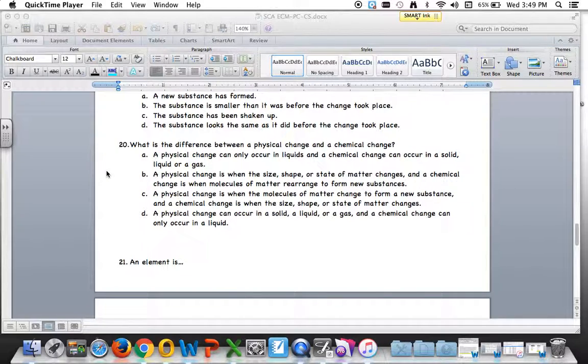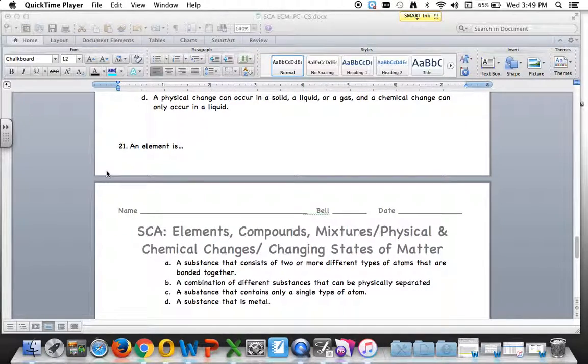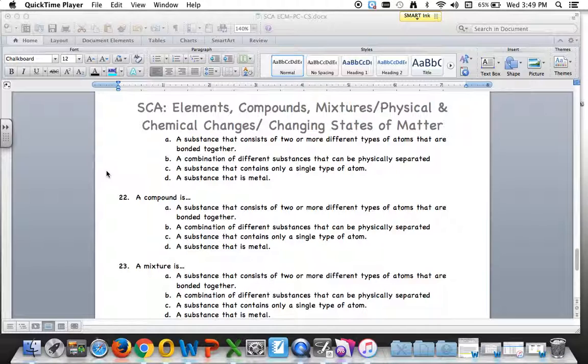21. An element is A, a substance that consists of two or more different types of atoms that are bonded together. B, a combination of different substances that can be physically separated. C, a substance that contains only a single type of atom. D, a substance that is metal.